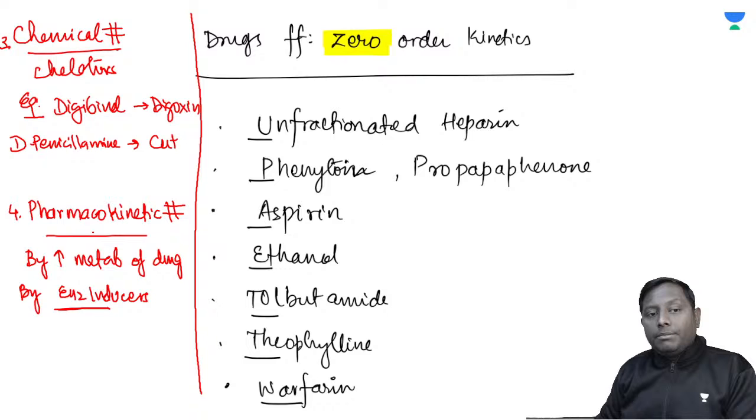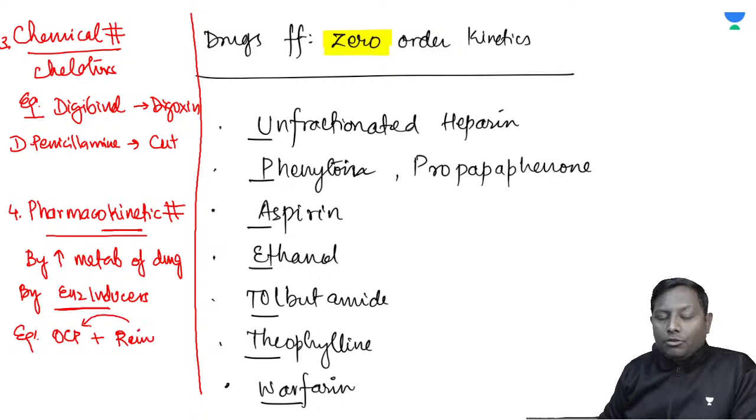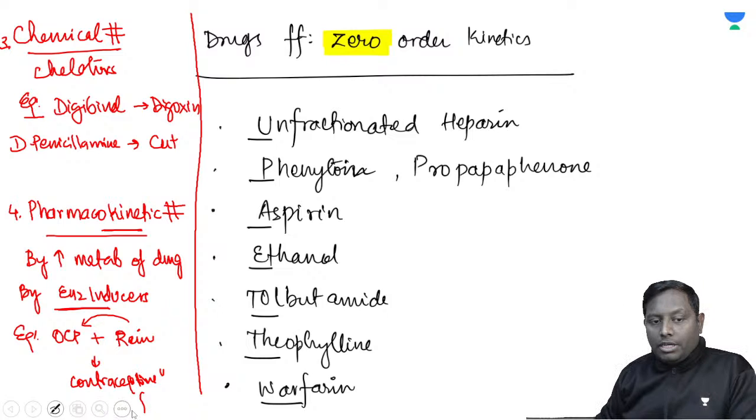A very good example I can give you. Let's say a patient was on OCP and she was started on rifampicin. Rifampicin will induce the metabolism of OCP and that can lead to contraceptive failure. So OCP benefit will not be achieved in this patient. Okay, there will be opposite action compared to contraception. So there will be contraceptive failure.